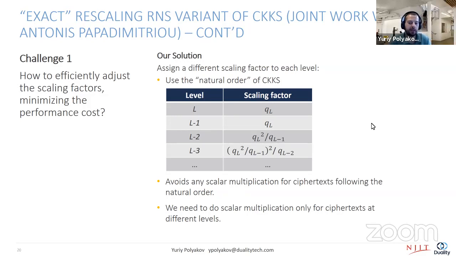We can avoid many of those scalar multiplications, and we would only need to perform scalar multiplications in situations when we deal with ciphertexts at different levels. Only in that case would we have to adjust them. But the important part is each level has a different scaling factor, not the same scaling factor of 2^p as in the approximate variant. There is one minor optimization we applied here to eliminate some extra scaling: we could choose the first modulus to be q_L, not 2^p in this case.